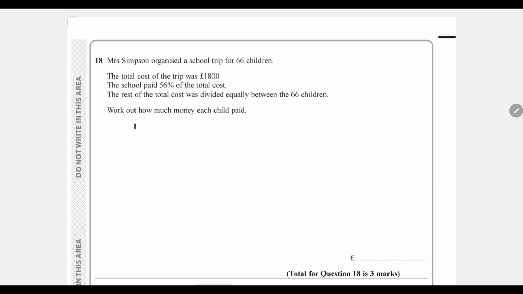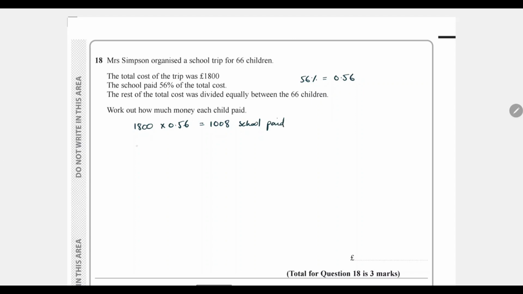So that's 1,800 multiplied by 56%. Now we know that 56% is equal to 0.56. So that's 1,800 multiplied by 0.56. And that is equal to £1,008. And so this is how much the school paid.